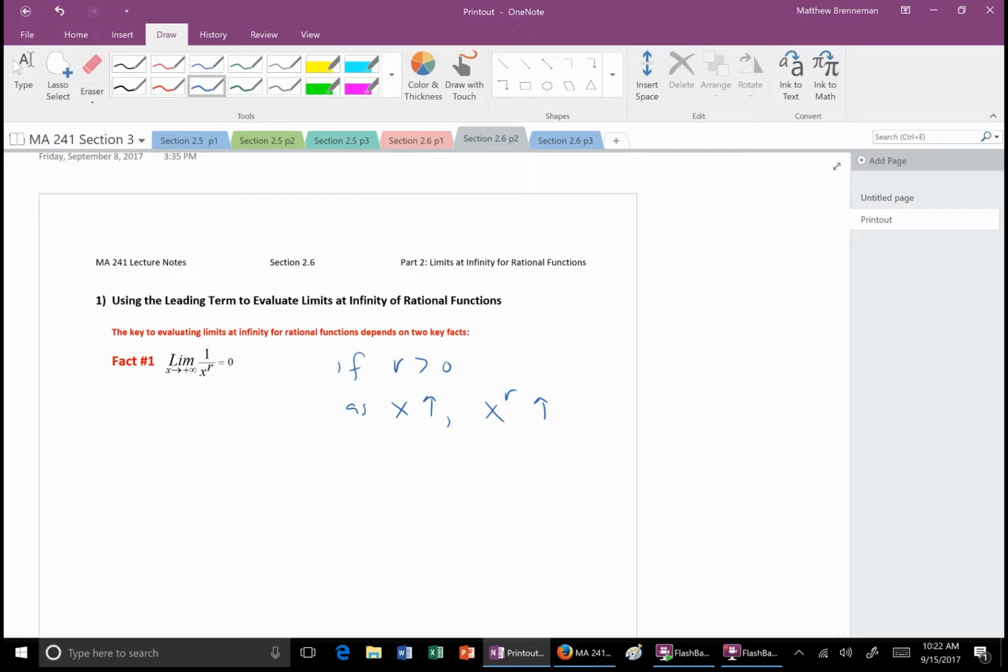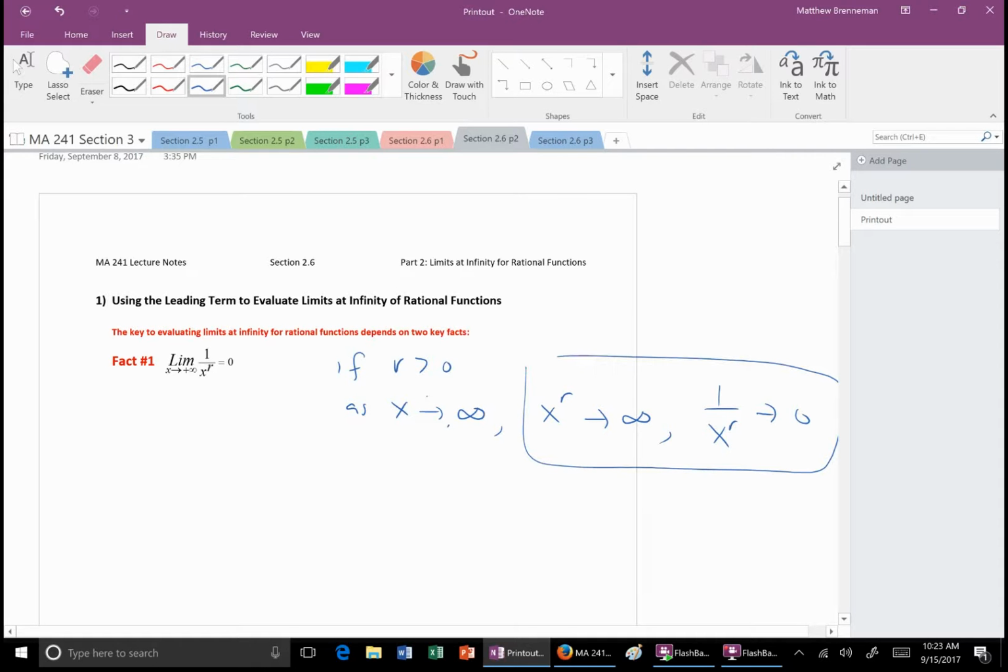Again, it's kind of tricky. If you look at the square root function, the fourth root function, it kind of looks like they're plateauing off, but they're not. They do keep going up. They just grow really, really slowly. So let me write this a little mathematically real quick. As x goes to infinity, x to the R goes to infinity, which means 1 over x to the R goes to 0. This last part of the logic is really important.